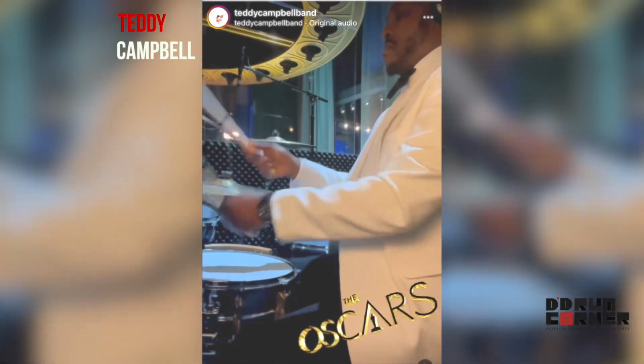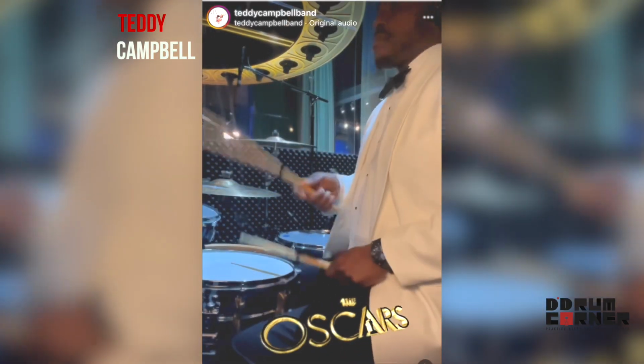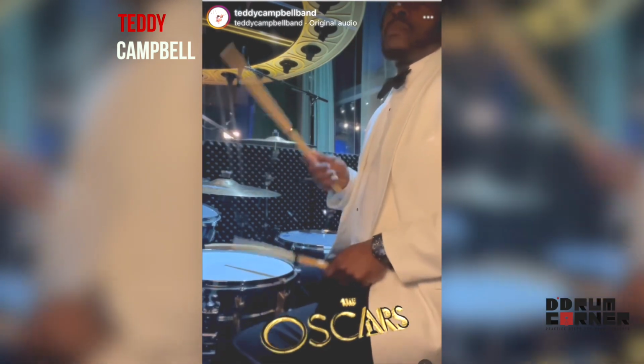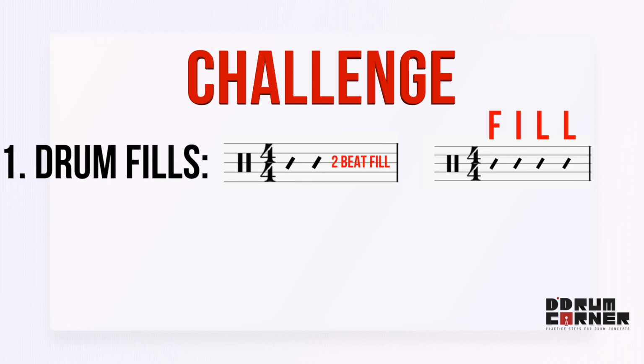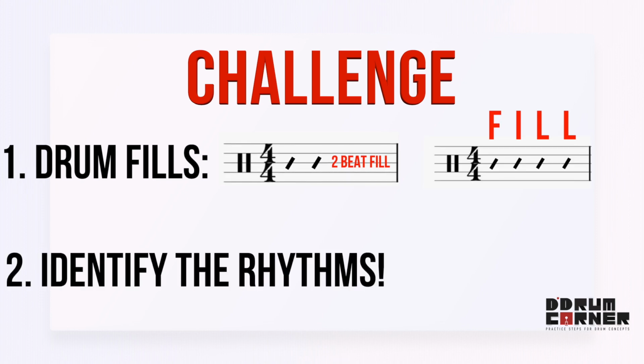So as we watch this clip of Teddy Campbell in action at one of the world's most prestigious events, your task is twofold. First, keep an eye out for all the drum fills throughout the performance, and when you spot a fill, determine whether it's a 2-beat fill or a 1-bar fill. Secondly, for each drum fill you identify, pay attention to the different rhythms being used. Try to recognize the specific sounds, the specific rhythmic cells that are being played as the fill. So give it a try and let me know in the comments how many you got.